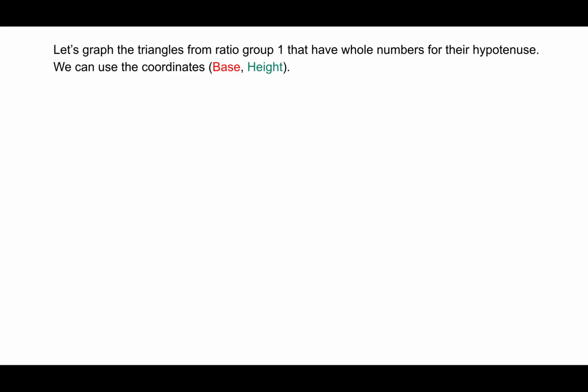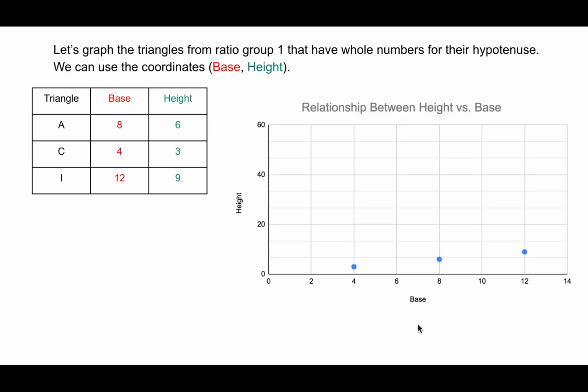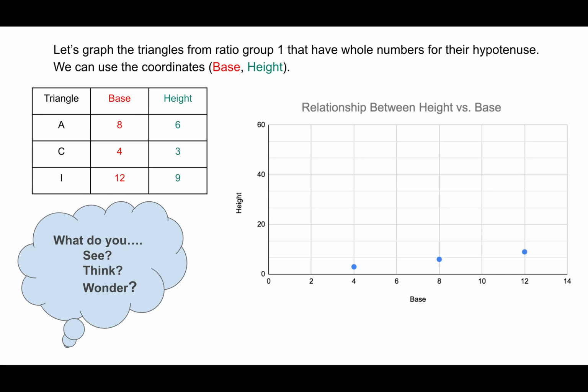Now we can graph these using the coordinates base to height, base being my x, height being my y. There is my table, and you can see the base for triangle A is 8, and the height is 6. For triangle C, the base is 4, and the height is 3. And for triangle I, the base is 12, and the height is 9. What do you see, think, and wonder about the table and the graph? Again, you might want to pause the video here so you have some time to look at this.